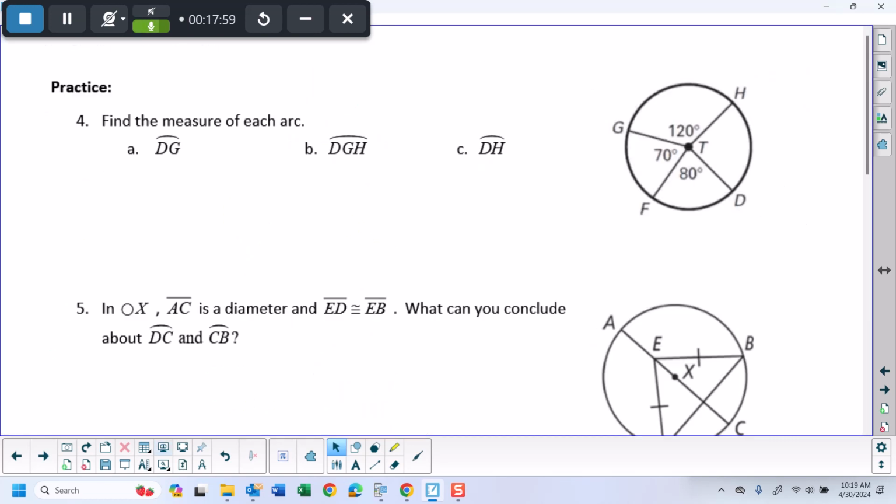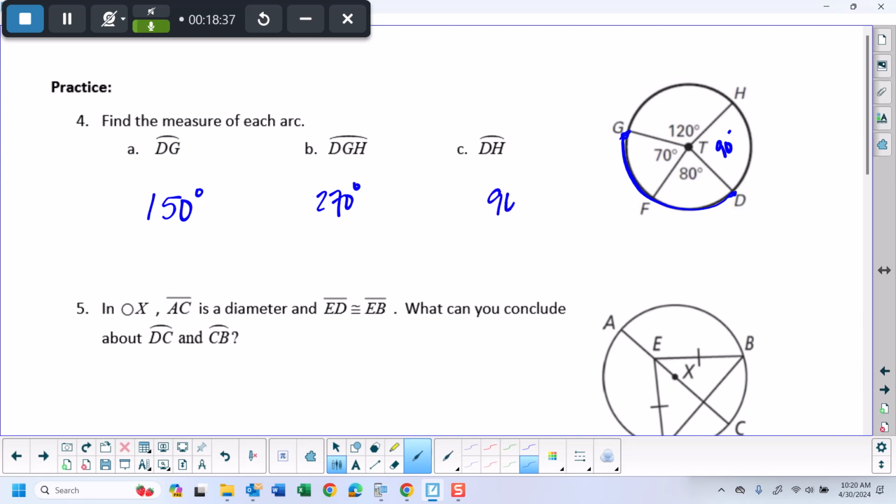Now, I asked you to finish this page for homework, and this was our practice for this section. So we can quickly talk about this. Find the measure of each arc. So if I want to know the measure of arc D to G, that's going to be 150 degrees. From D to G to H, let me do some math here, so it's 270. Do you get T is 90 degrees? Did you get that? So that means that from D to G to H is 270 degrees. And D to H, 90 degrees. Thumbs up if you agree with me. Okay.